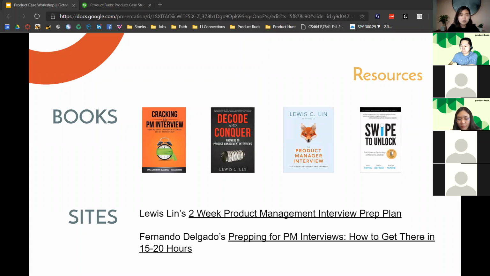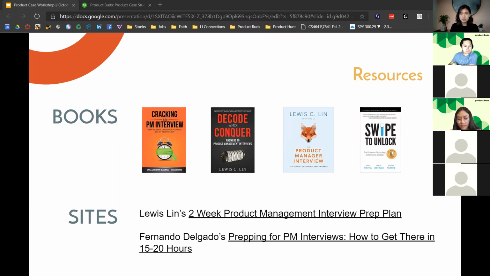I used these back in school, and I use them now when I'm interviewing. These are like the PM's best friend when they're looking at a new job. So there's Cracking the PM Interview, there's Decode and Conquer. Those are my 2 foundational prep books when I need refreshers. And then from there, I start to pick and choose things from Lewis Lin's Product Manager Interview book for extra questions and extra practice.